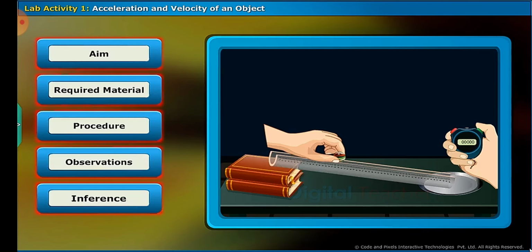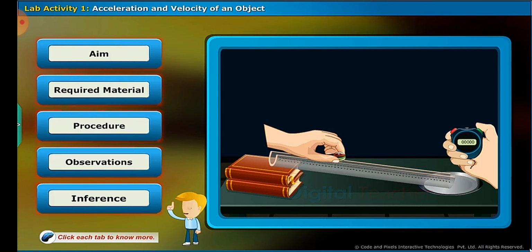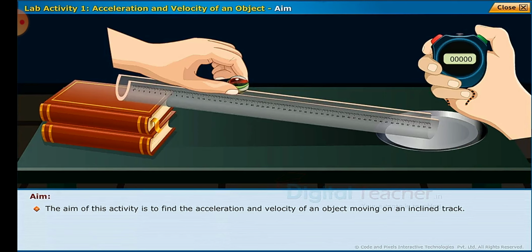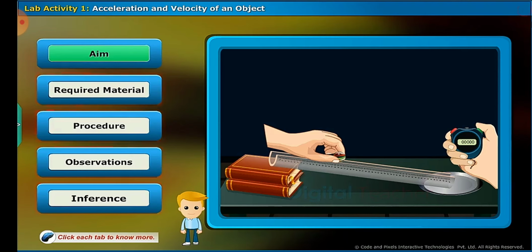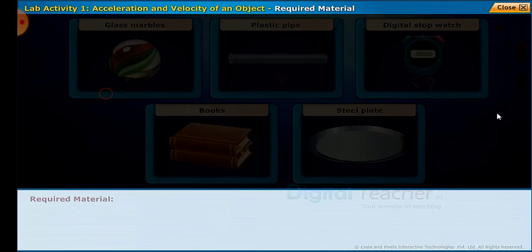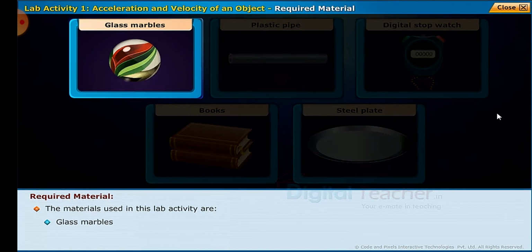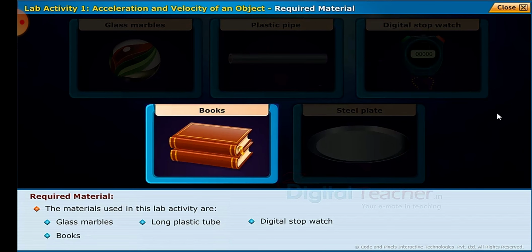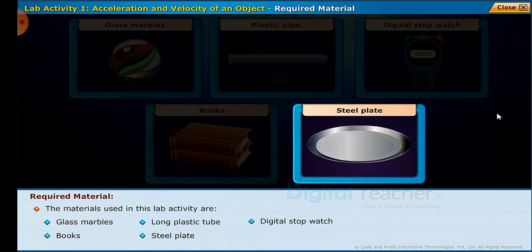Let us do a lab activity to find the acceleration and velocity of an object moving on an inclined track. Click each tab to know more. The aim of this activity is to find the acceleration and velocity of an object moving on an inclined track. The materials used in this lab activity are glass marbles, long plastic tube, digital stopwatch, books, steel plate.